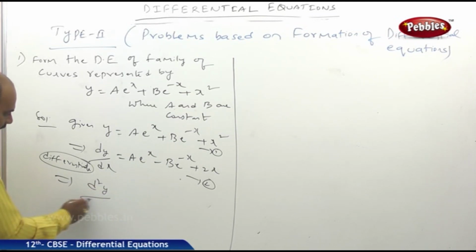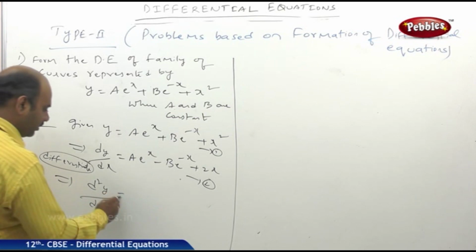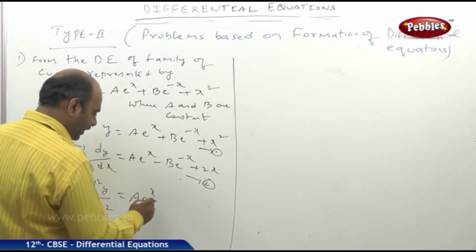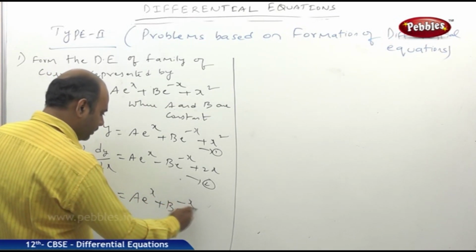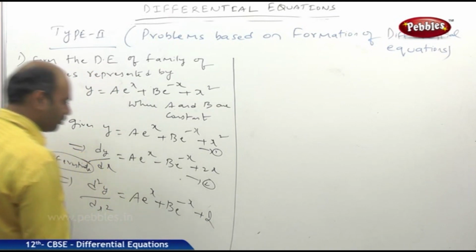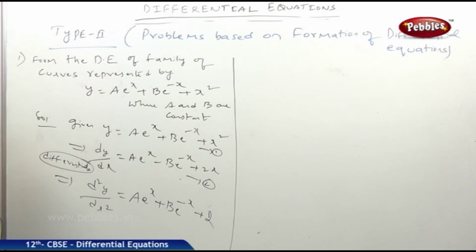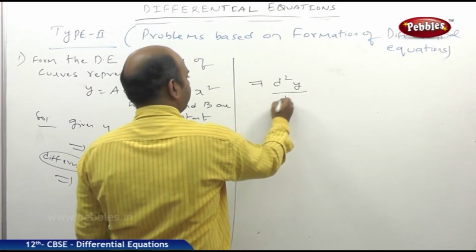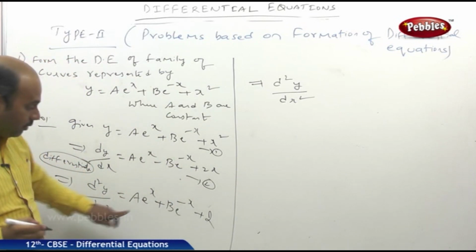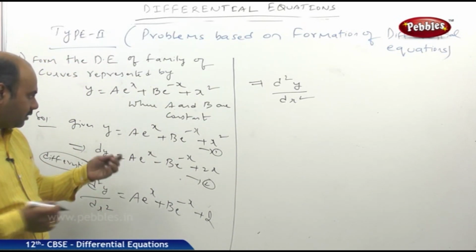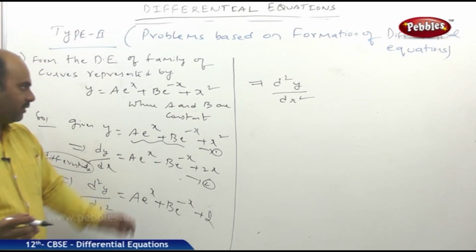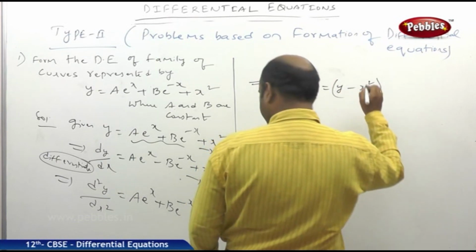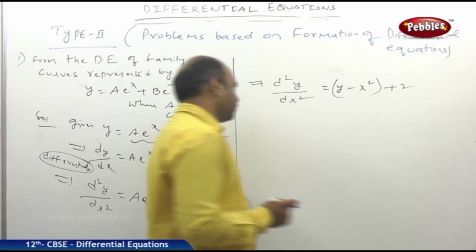So here we will be getting the second order derivative d²y/dx². Again, a into e^x. Now if we differentiate again, I will be getting b e^(-x), and plus 2. So very beautifully we got d²y/dx² = a e^x + b e^(-x) + 2. In place of a e^x + b e^(-x), I can write y − x², so that is equal to y − x² + 2.